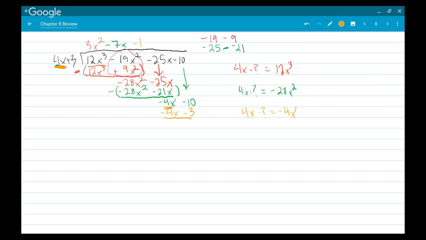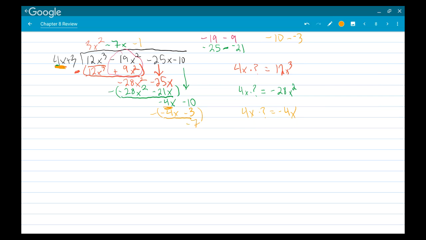Okay. And then again, do your subtraction. Again, at the end, I really suggest you just type stuff into your calculator, okay? Make sure it's top number minus bottom number. So in this case, it'd be negative 10 minus negative 3, okay? And that gets you negative 7.